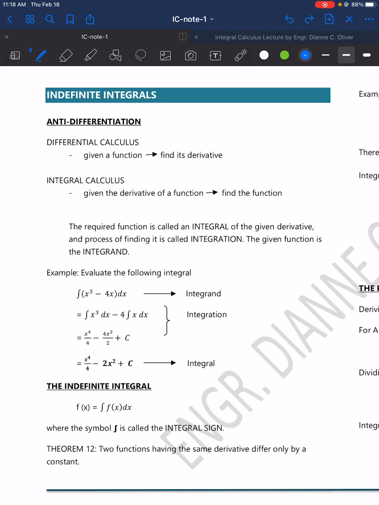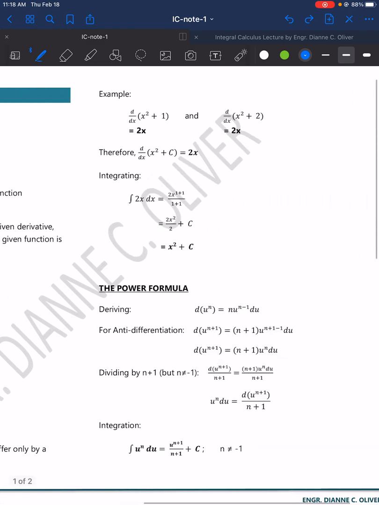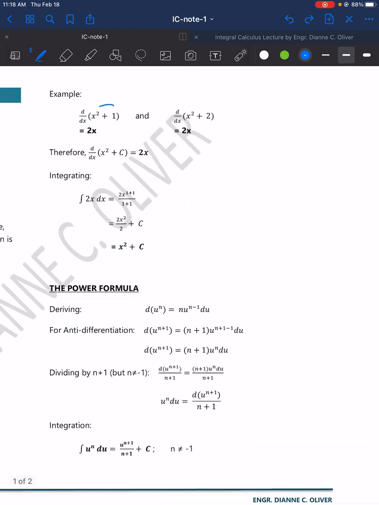Now, according to Theorem 12, two functions having the same derivative differ only by a constant. Example, we have the functions x squared plus 1 and x squared plus 2. If we differentiate x squared plus 1 and x squared plus 2, they will arrive at the same answer, which is 2x. Therefore, we can conclude that the derivative of x squared plus the arbitrary constant c is equal to 2x.